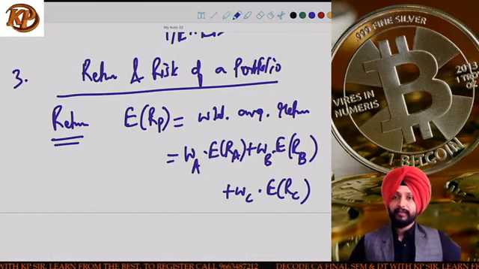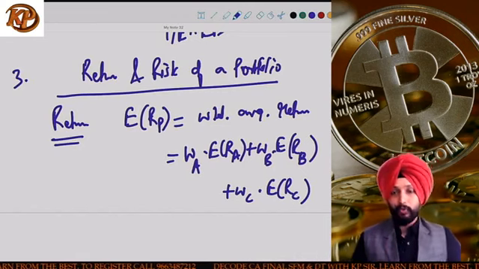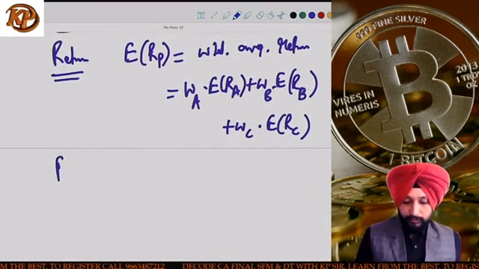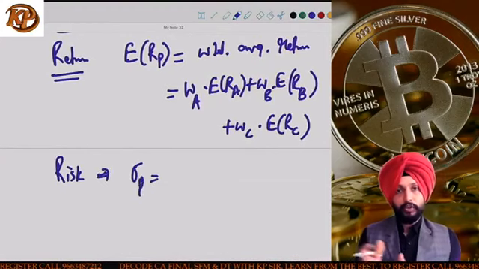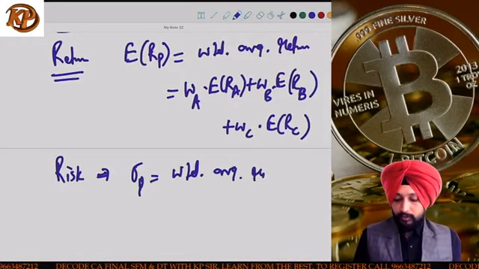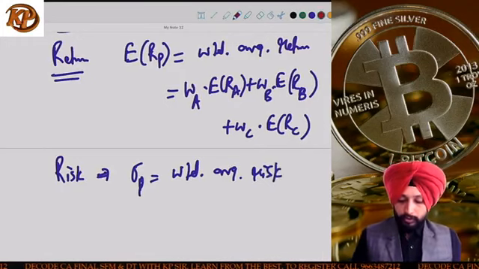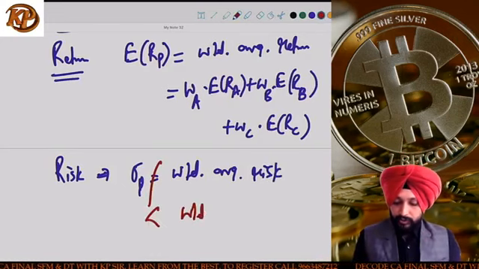Tell me, is this fine? Return computation was never difficult. What is difficult is risk calculation. How do we calculate risk? Can I say that sigma p of the portfolio, the standard deviation of the portfolio, is equal to weighted average risk? Then I told you no, this is not correct. Sigma of the portfolio is not equal to weighted average risk. It is less than weighted average risk.